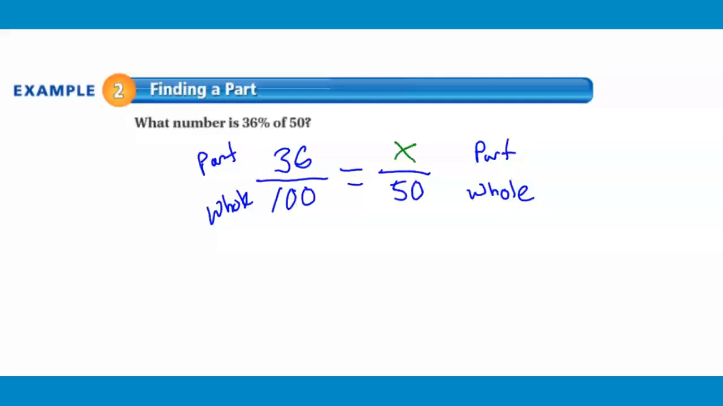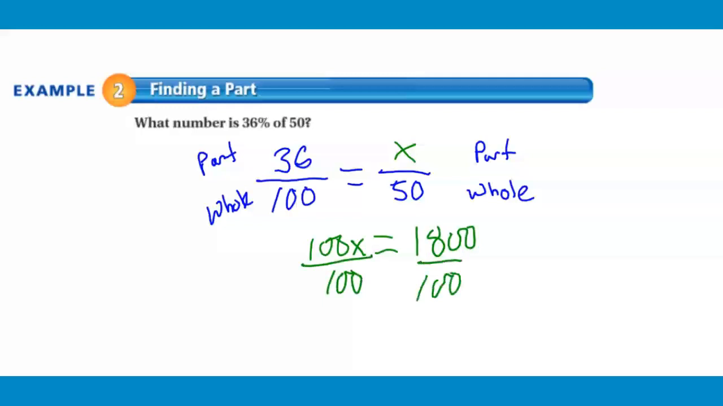So I'm going to multiply this. 100x equals 1800. Oh, this is 100x. So again, we're going to get that x by itself. So divide by 100, divide by 100, and x equals 18. So what number is 36% of 50? 18. Now I'm not going to put a percent in there. It didn't ask for a percent. It's asking for a number.